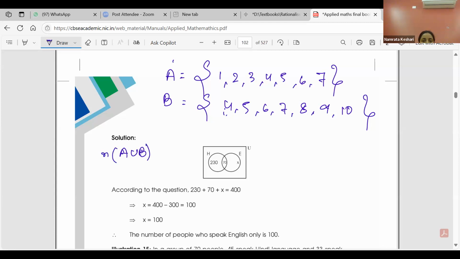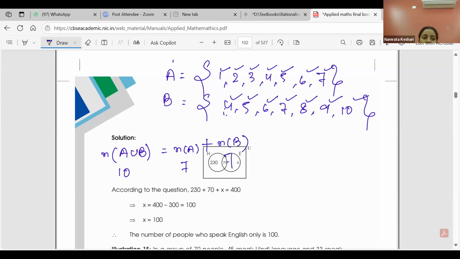Right? Yes. Okay, that means total 10 elements are there. Number of elements in A: 1, 2, 3, 4, 5, 6, 7. Number of elements in A is 7. Plus number of elements in B: 1, 2, 3, 4, 5, 6, 7. Okay, number of elements in B is 7.